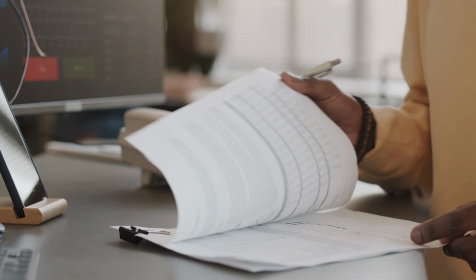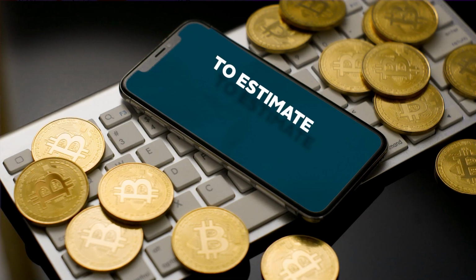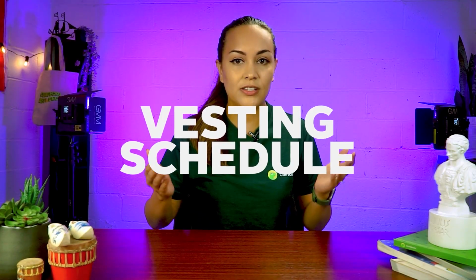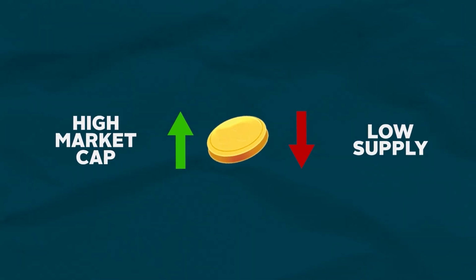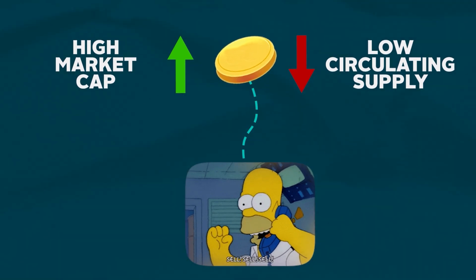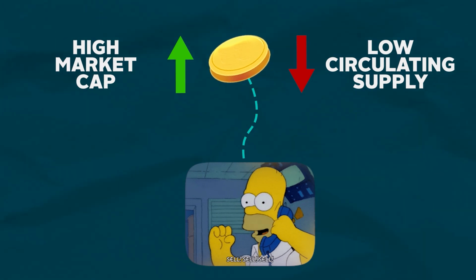Oftentimes, sophisticated investors will make use of the circulating supply and market cap data to estimate and project the token's value, especially when combined with other parameters such as vesting schedule. A token with high market cap but low circulating supply, for instance, can be subject to high selling pressure in the future, especially when there are aggressive vesting schedules lined up.